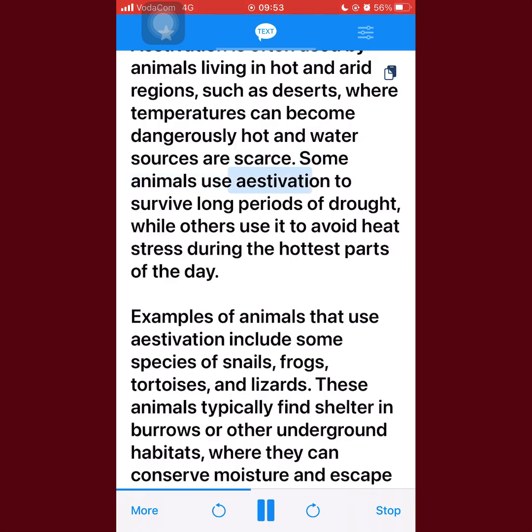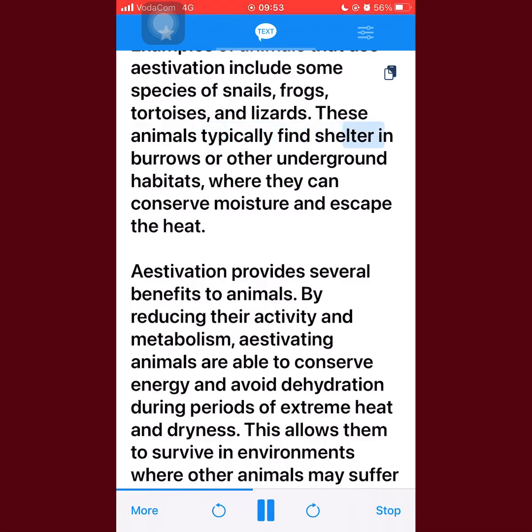Some animals use estivation to survive long periods of drought, while others use it to avoid heat stress during the hottest parts of the day. Examples of animals that use estivation include some species of snails, frogs, tortoises, and lizards. These animals typically find shelter in burrows or other underground habitats, where they can conserve moisture and escape the heat.